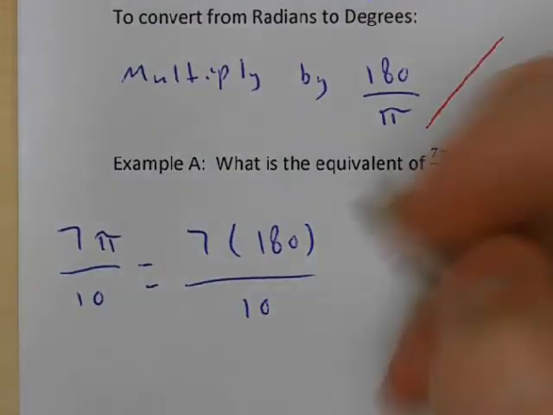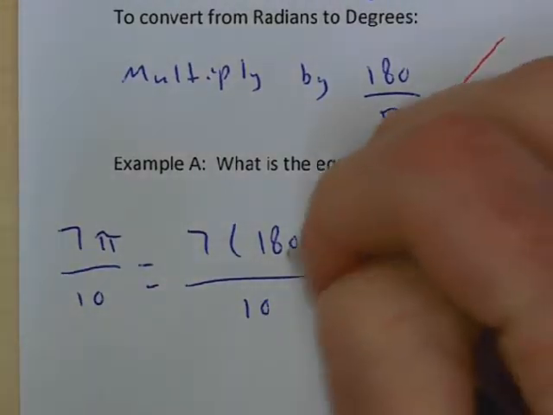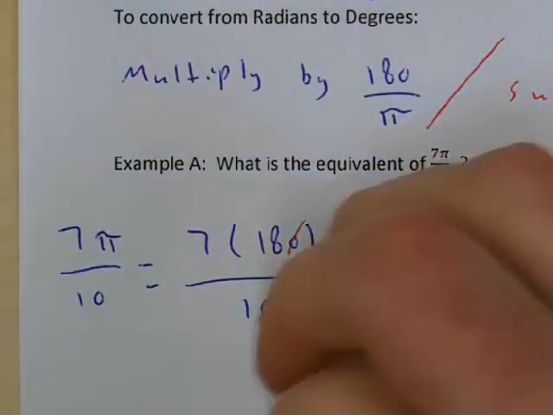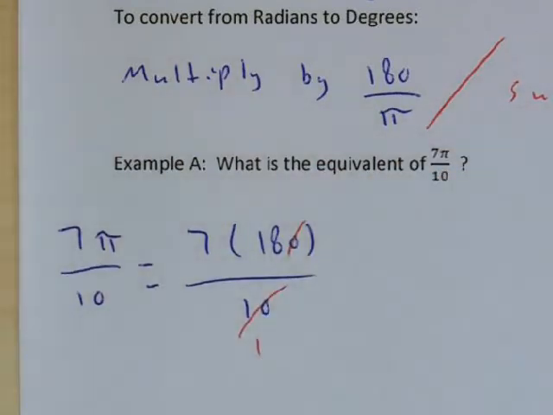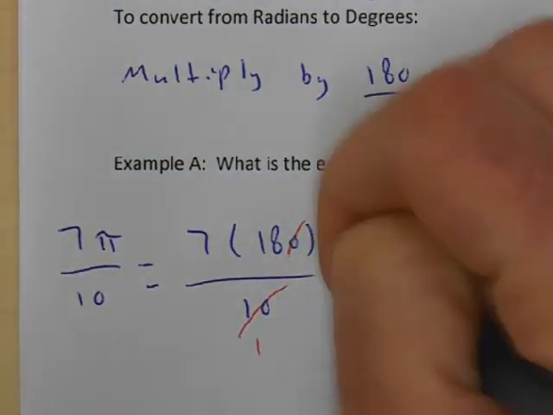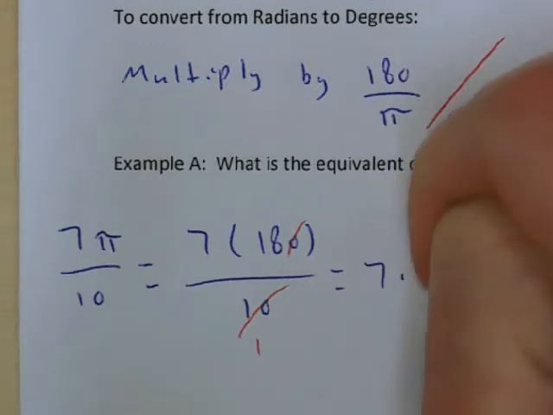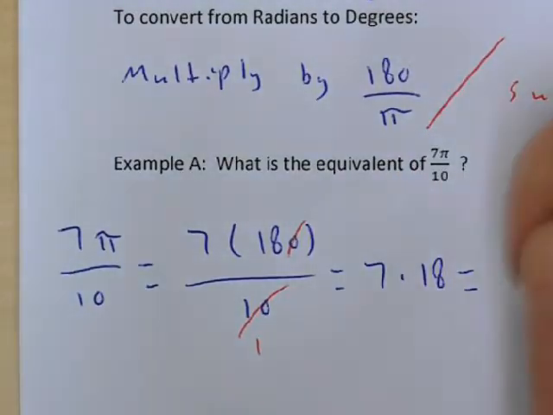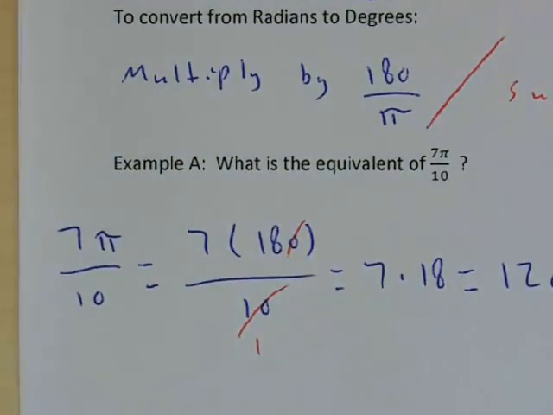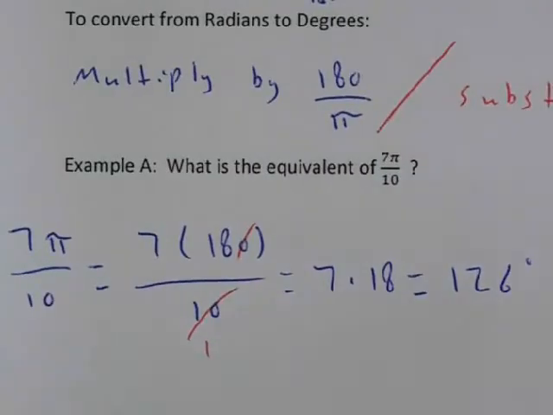Well, let's see. I can divide top and bottom by 10 here. That's going to knock the 0 off the 180, and that's going to make that a 1. So basically it gets rid of my denominator. And then that leaves me with 7 times 18, which is 126. So 7 pi over 10 is the same as 126 degrees. So there's our answer.